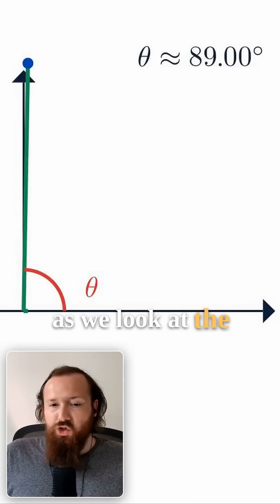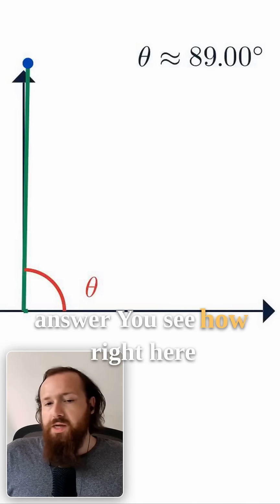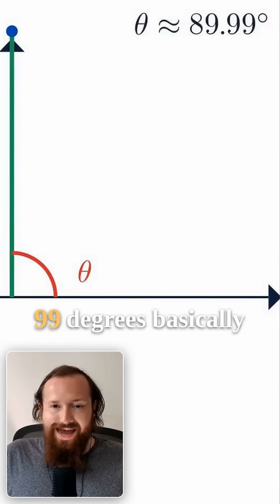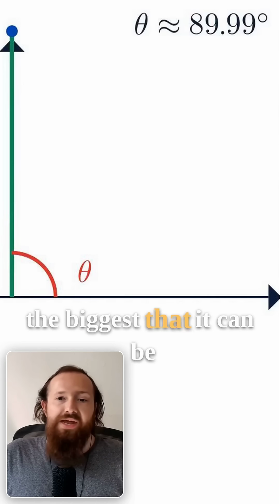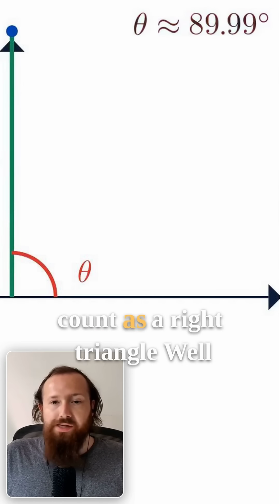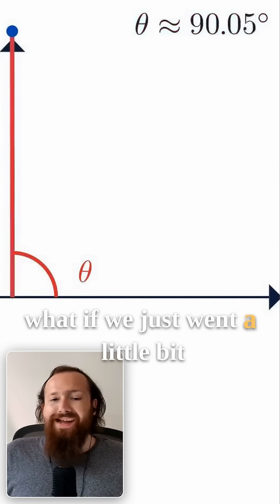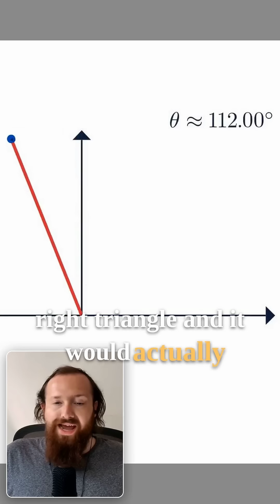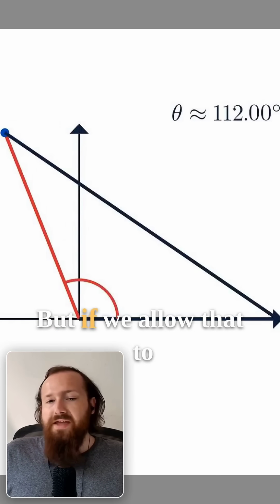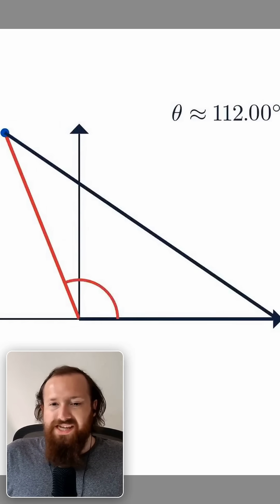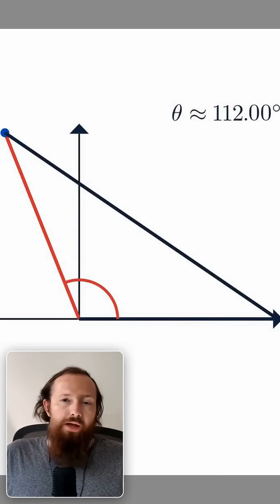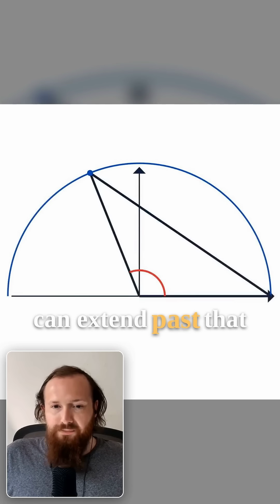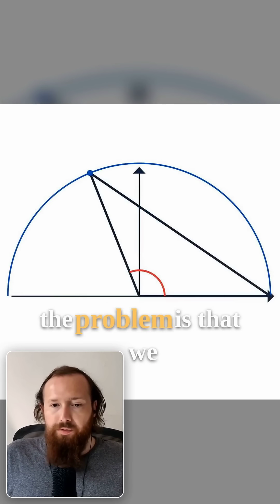And as we look at the triangle, you can kind of see the answer. You see how right here, when theta is really big, like 89.99 degrees, basically the biggest that it can be in order to still count as a right triangle? Well, what if we just went a little bit further? You can see that we'd break the normal right triangle and it would actually now be obtuse. But if we allow that to happen, we can sort of just keep going counterclockwise around the circle, the unit circle.